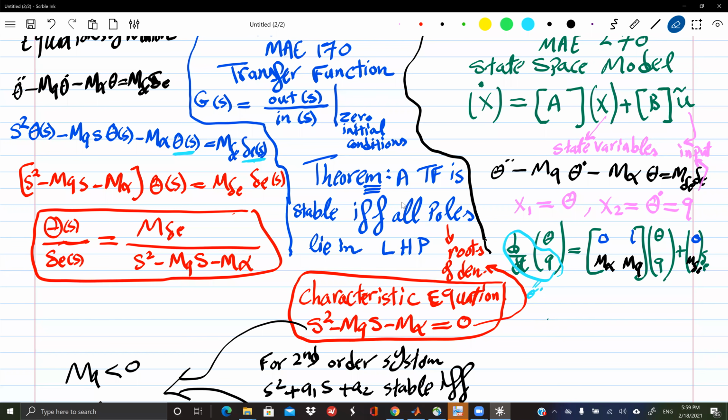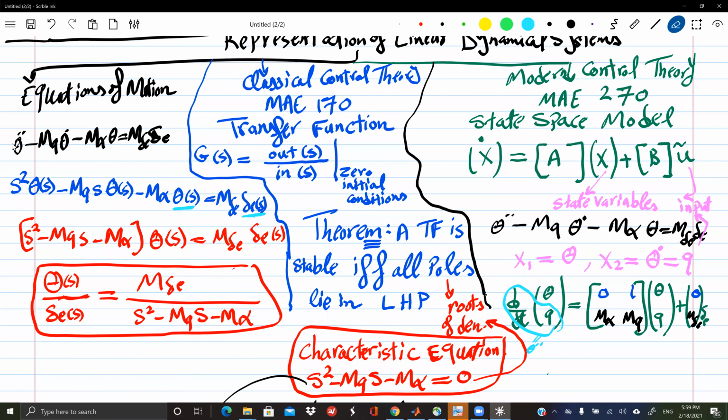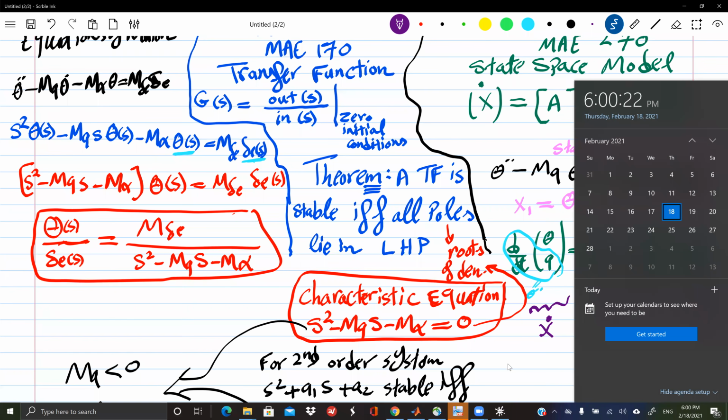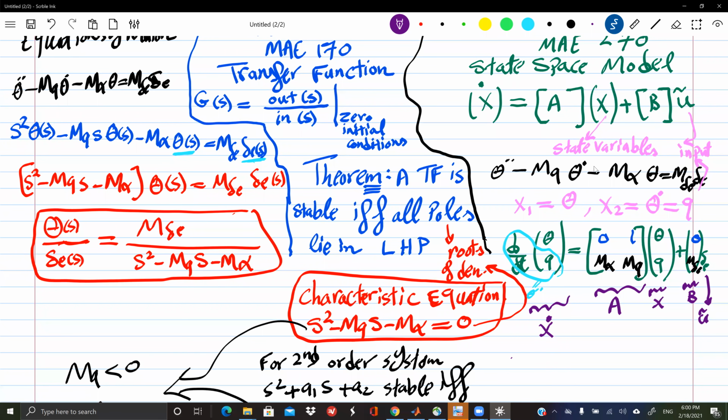So I require that, given an equation of motion like this black one, you can go classical and get the transfer function, or you can go, between quotation marks, modern and do the state space model. This is my state space model. Why? Because now the left hand side is my x dot. This is my A matrix. This is my x. This is my B matrix. And this is my U tilde, the input. So I managed to write my equation of motion, the black one, exactly in the form of a state space model. Okay.